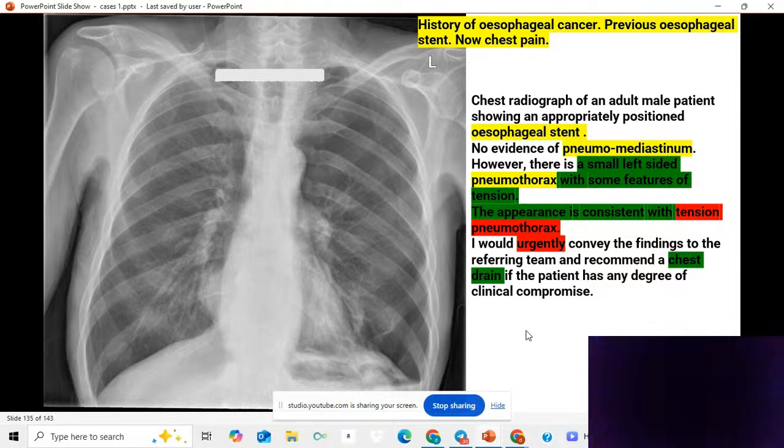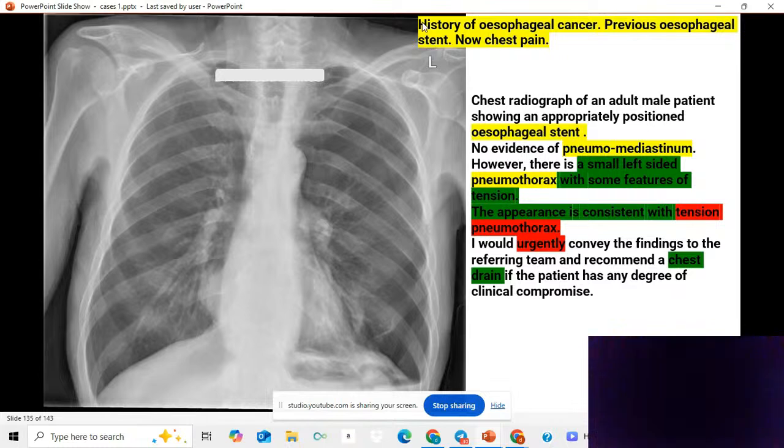We've got two cases here that show the important relationship between esophageal pathology and pneumomediastinum and pneumothorax.